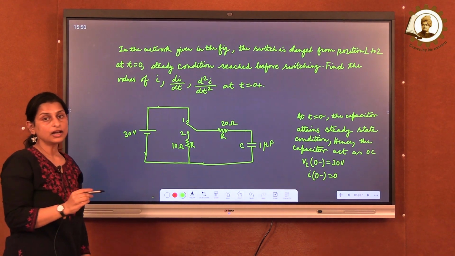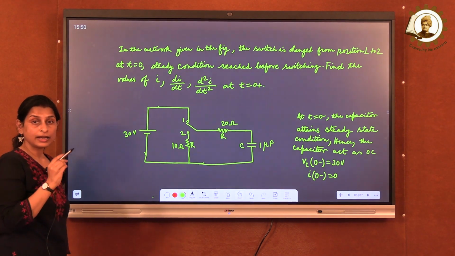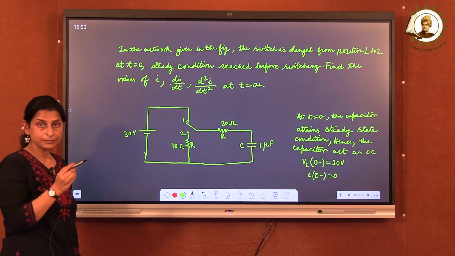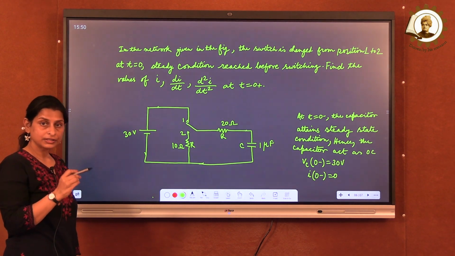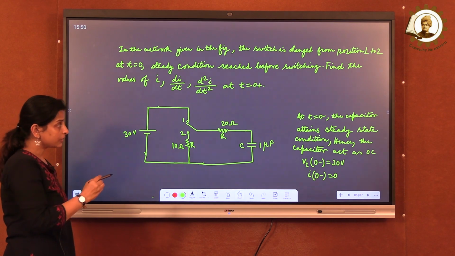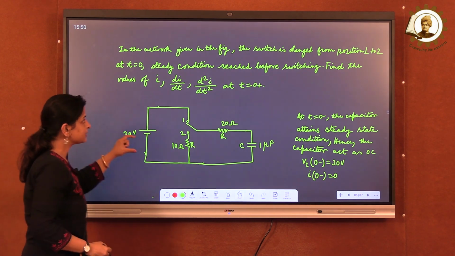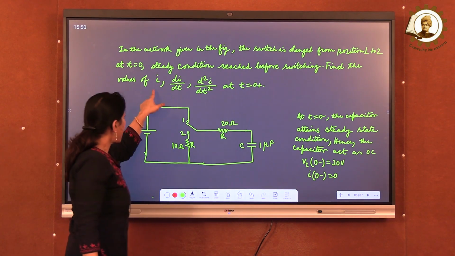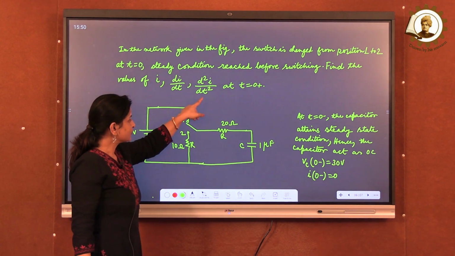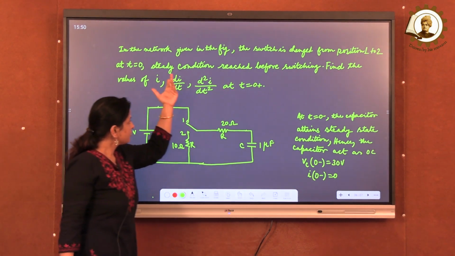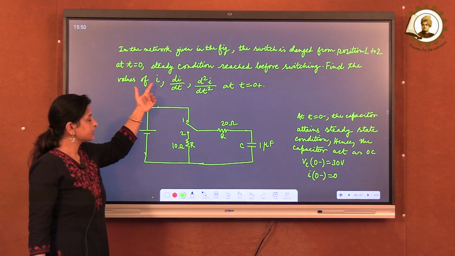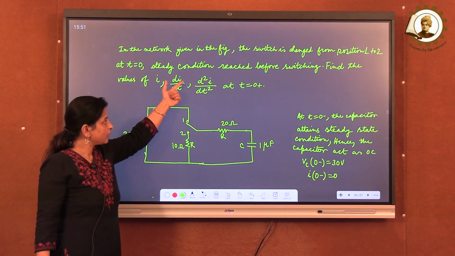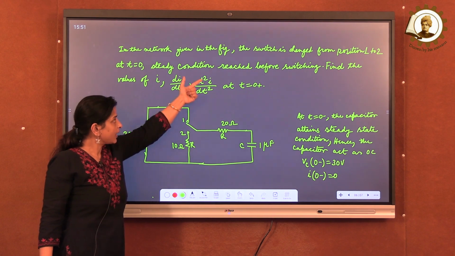So we have to consider the conditions of the passive elements, inductor and capacitor, at t equal to infinity. Steady state means t equals infinity. We have to consider what the states of the inductor and capacitor are at t equal to infinity in our circuit. Then we have to find i, di/dt, d2i/dt2 at t equal to 0+. In some numericals, you may find they ask for i at 0+, di/dt at 0+, and d2i/dt2 at 0+.